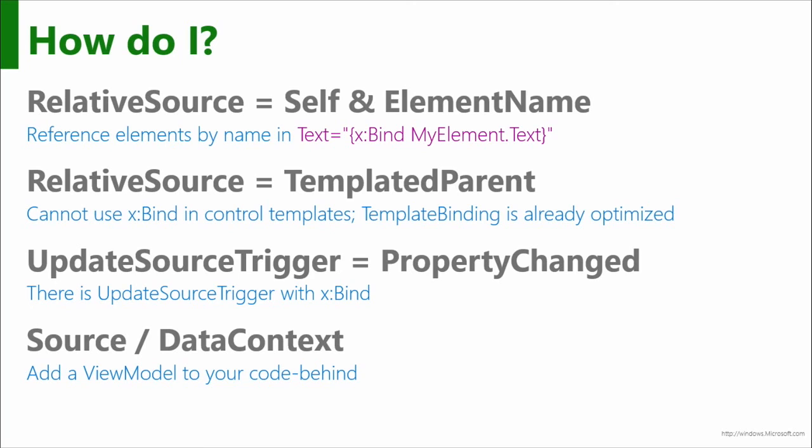We're seeing whether or not they'll come into xbind in the future. But don't forget that template bindings are already optimized, so it's already in a pretty good spot there. And then don't forget update source trigger. The solution might actually be just to use classic binding in that one instance.